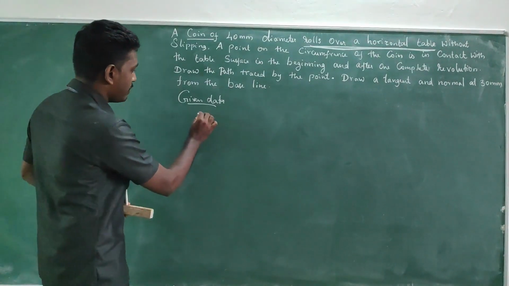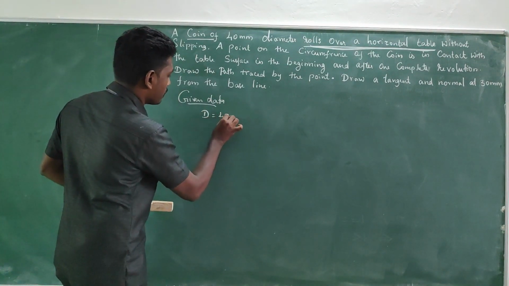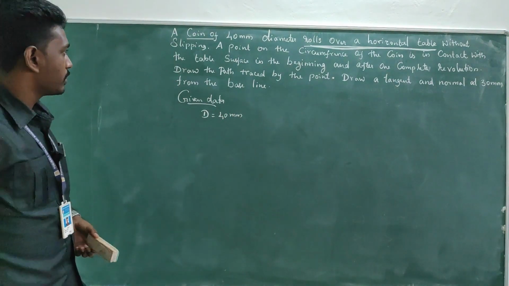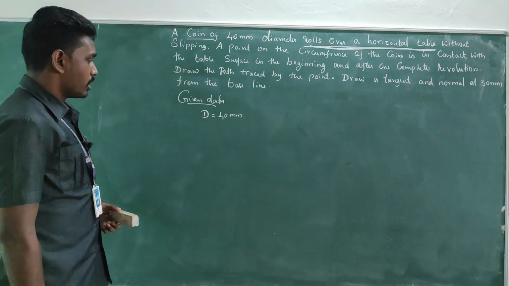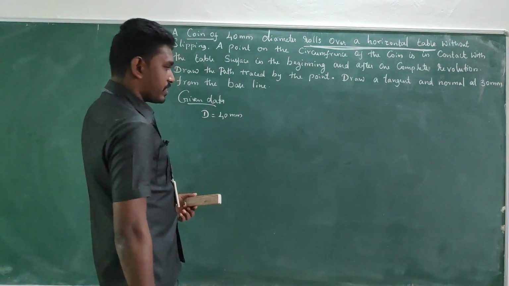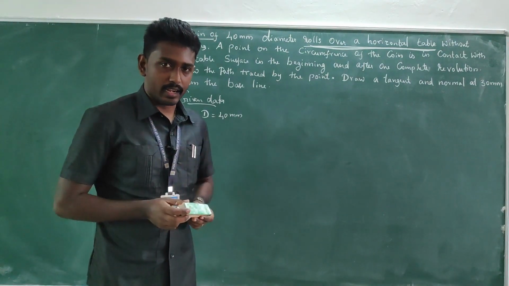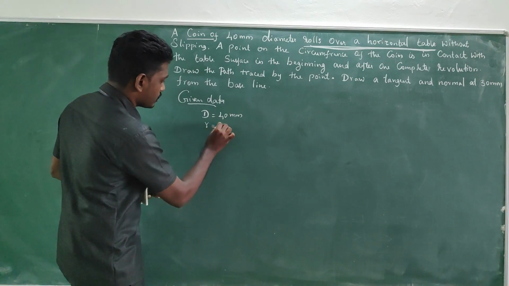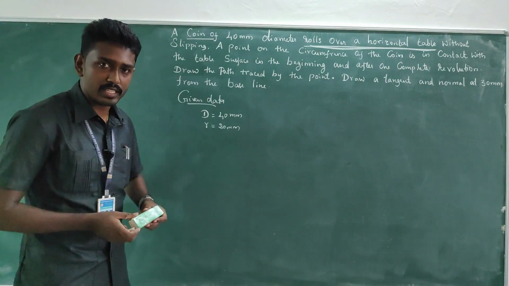Here the circle diameter, capital D, is given as 40 mm. And next, any other things? No. So first, initially, we must draw this circle. If the diameter is 40, I can say the radius is 20 mm. Initially, we must draw the circle.